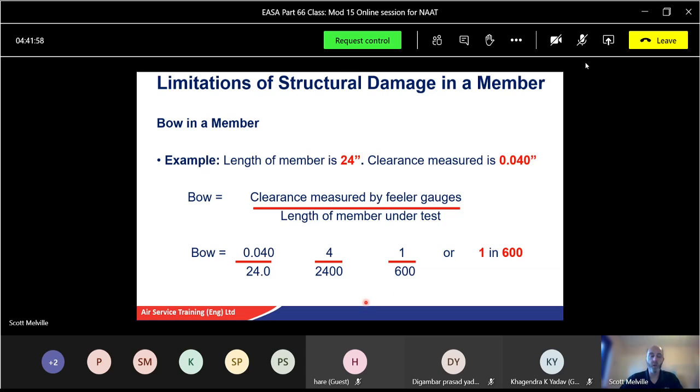Again, don't worry, you won't have to do a calculation in the exam. Just be aware of how we check a bow in a member: by using feeler gauges, the gap divided by the length. That's pretty much what it is, as long as it's within 1 in 600.